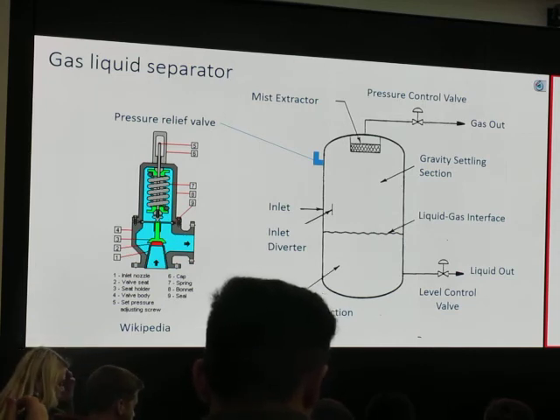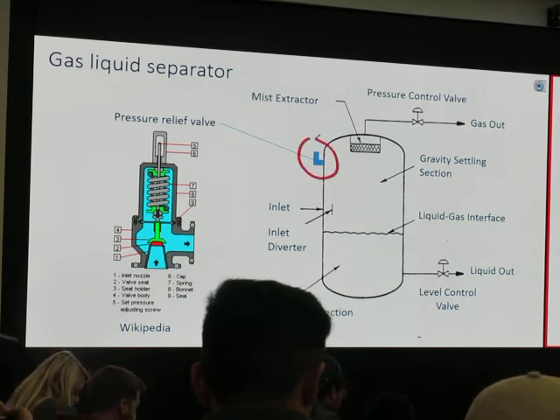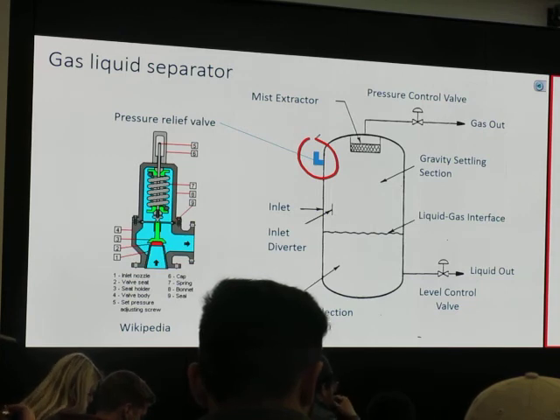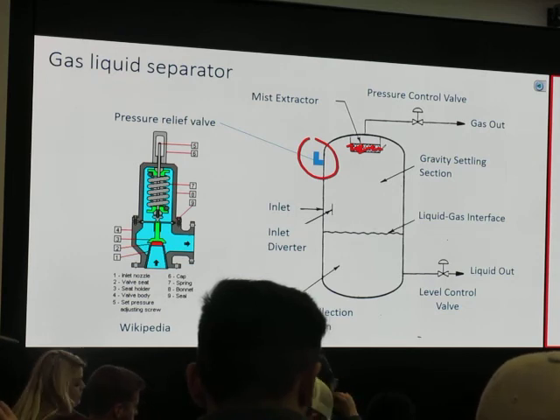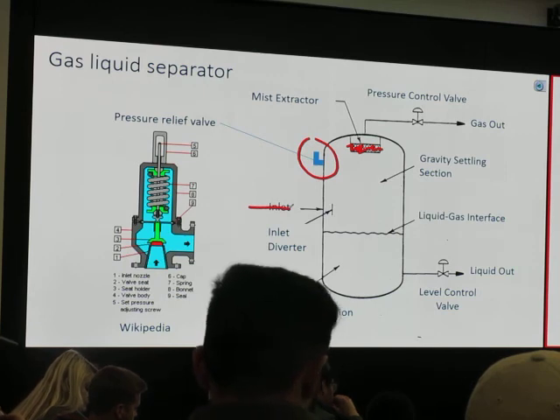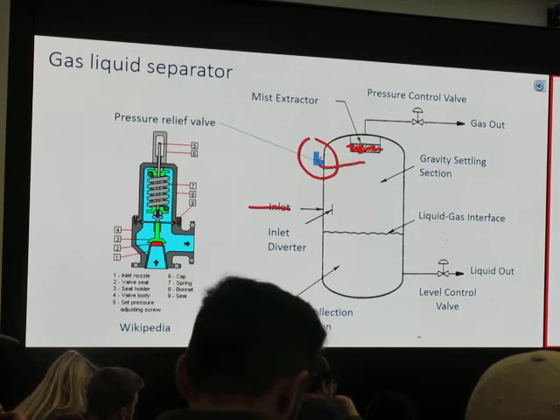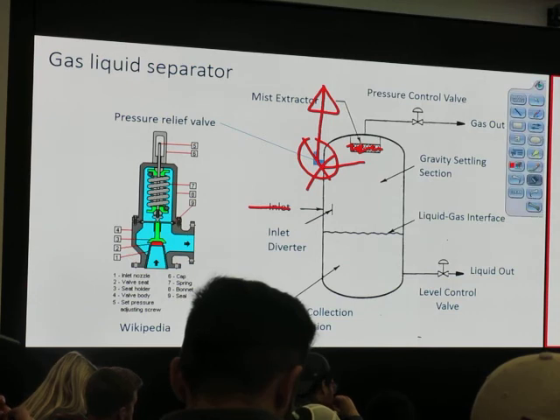One thing that I want you to know is the location of the pressure relief valve. You see this blue thing? We put it over there for the case where the mist extractor gets plugged. If the mist extractor gets plugged, pressure in the separator will build up. If you have more and more pressure, when it builds up enough, it comes out from the pressure relief valve instead of a main explosion. If we don't have a pressure relief valve, it's going to break. We don't want to break it, so we add a pressure relief valve over there.